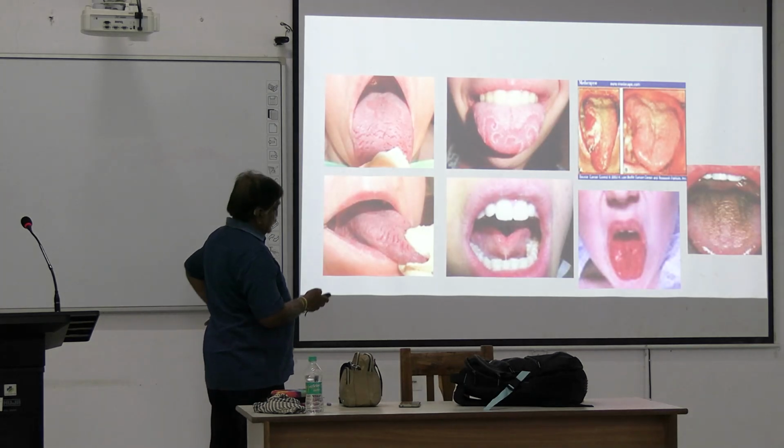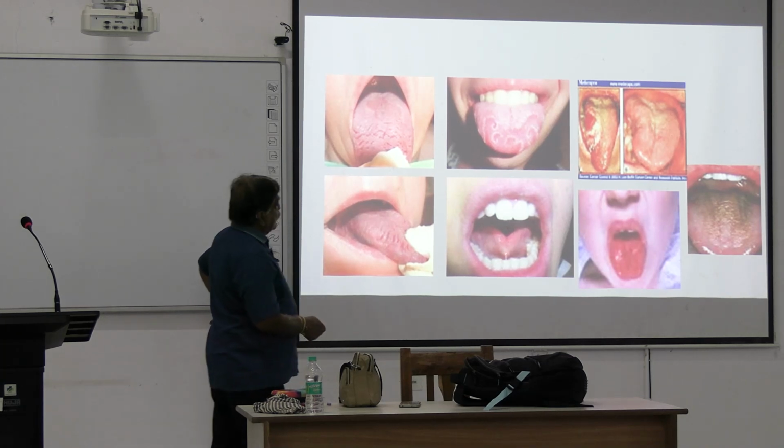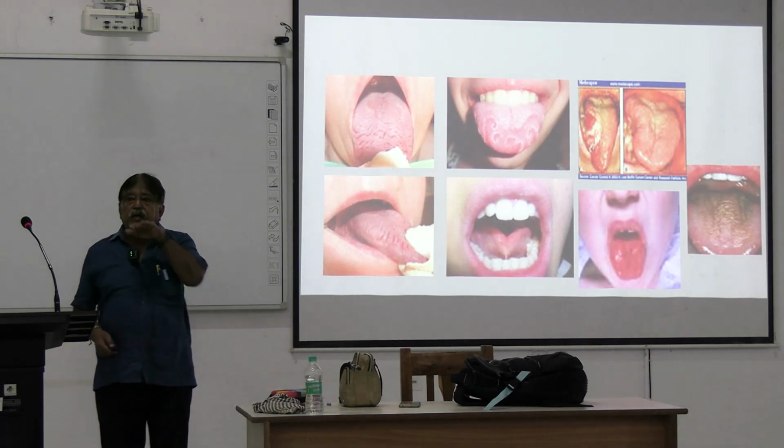These are the different conditions of the tongue. This is also here. See, this is the tongue tie. The frenulum is tied here, shortened. So once you release this, your tongue comes out.